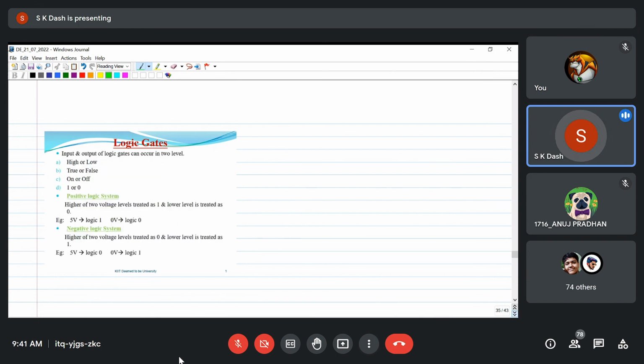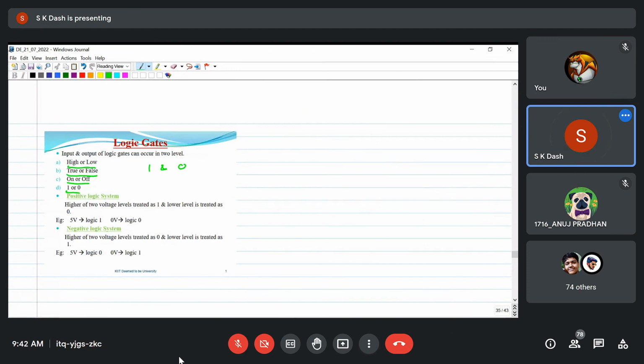Now, in logic gates, what happens? Your input and output can occur in two levels. What are the two levels? Either it can be 1 or 0. We can call them on or off, true or false, or high or low. There are different namings. Out of all this, basically we'll use only 1 and 0 throughout the course, unless it is particularly mentioned about high or low, true or false, on or off.